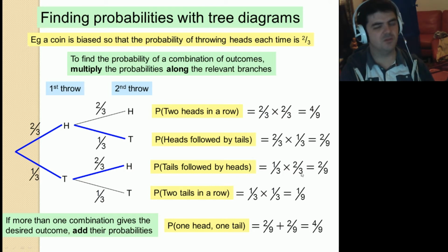And I'm going to point something out. If I went back here and looked at these 4 probabilities, if I add those together, they add up to a probability of 1. 4/9 plus 2/9 plus 2/9 plus 1/9 will give 9/9, which equals 1.